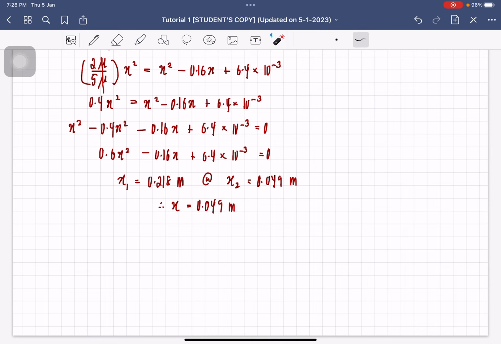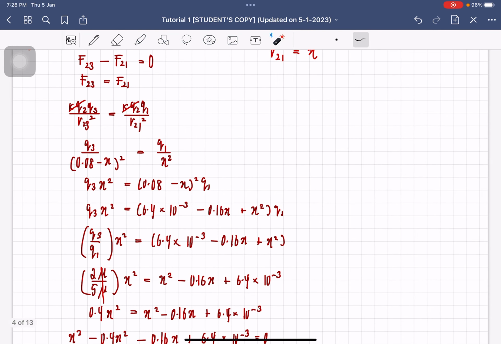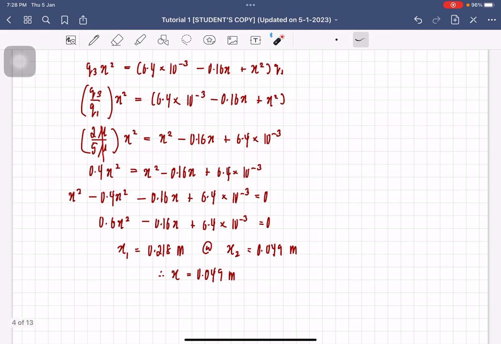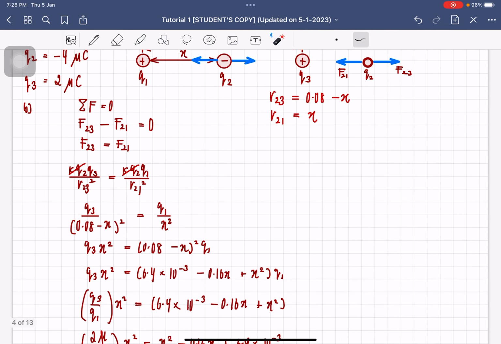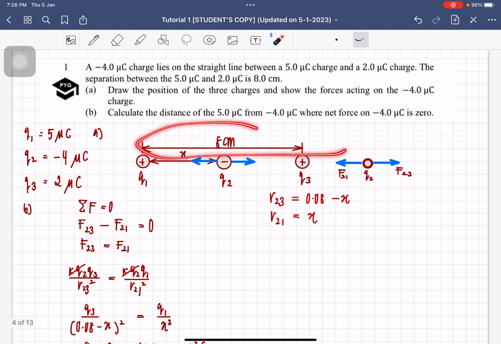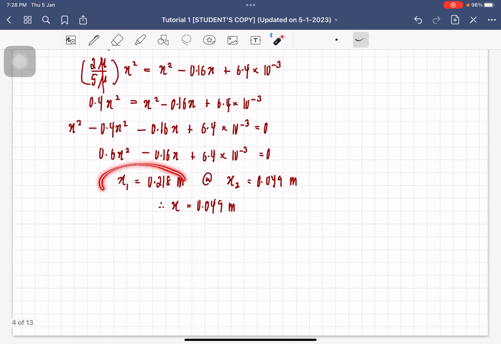So why is x1 rejected? It is because the distance between the two charges is only 8 centimeter, which is 0.08 meter. So kalau ni sudah 0.08 meter, and then this one mentioned yang this charge is in between these two charges, which is in between here lah. So maksudnya dia tidak boleh lebih dari 0.08. So that's why x1 here is rejected.